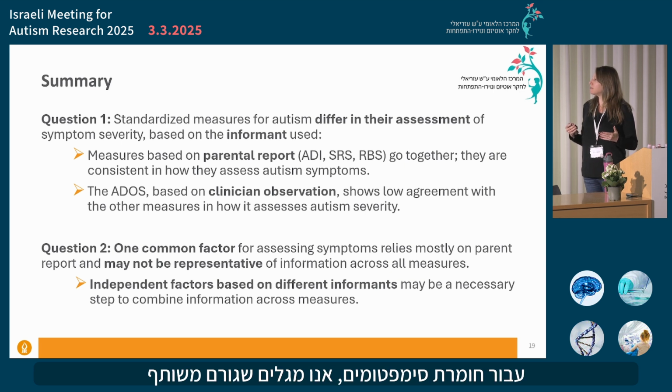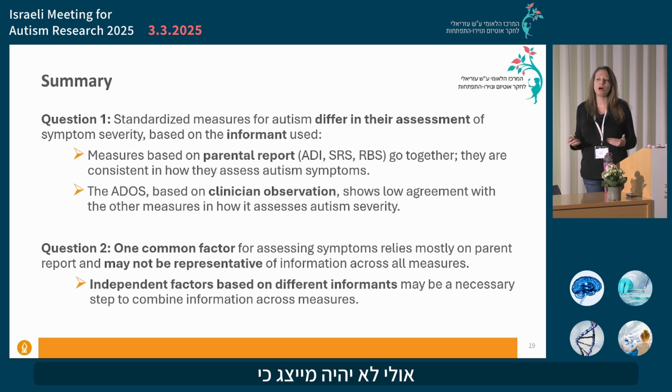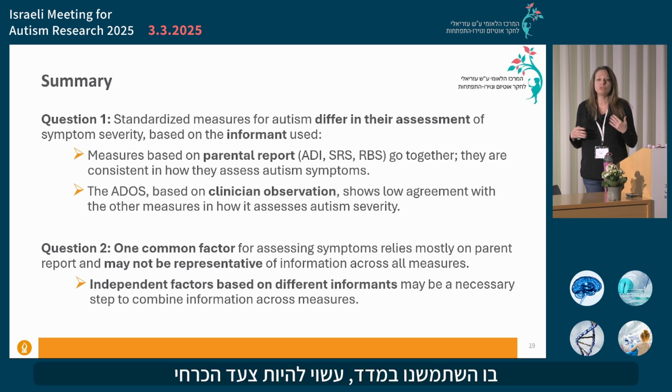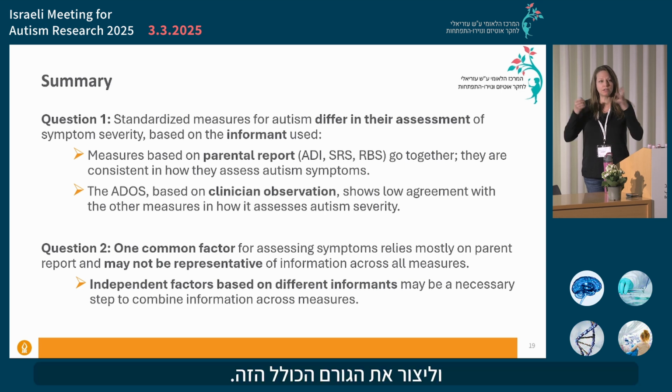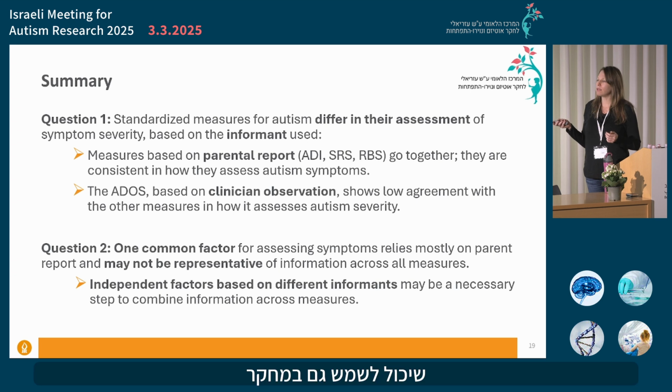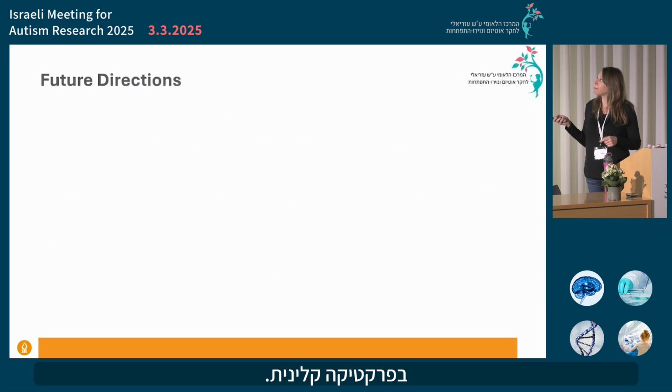And then in our second question, when we tried to look at a common factor for symptom severity, we find that a common factor may not be representative because it over-relies on the information that we receive from parents. And creating separate factors, not based on measures, but based on the informant that we used in the measure, may be a necessary step in the middle of this process to try and create this overall factor that can be used as a research definition, but also in clinical practice.